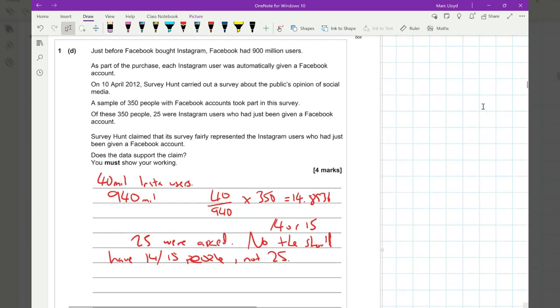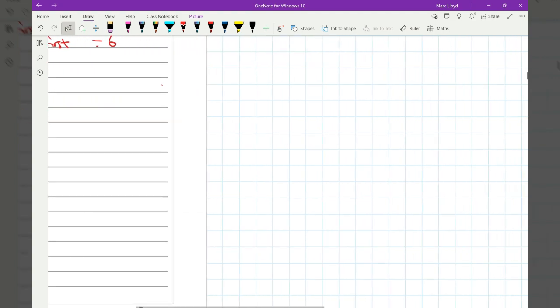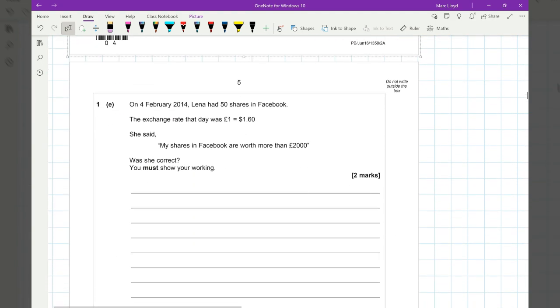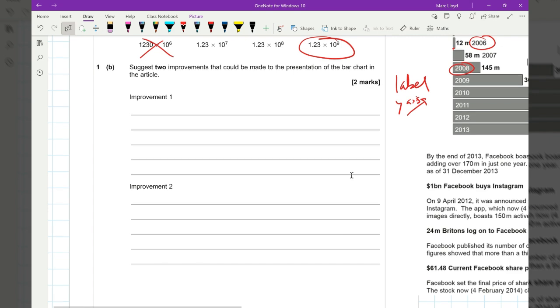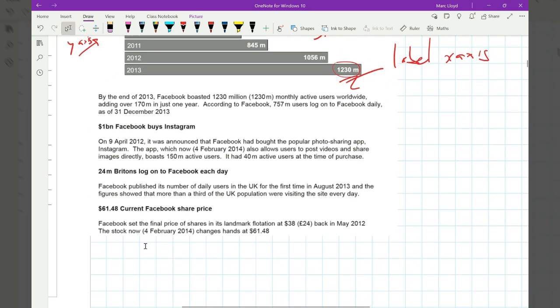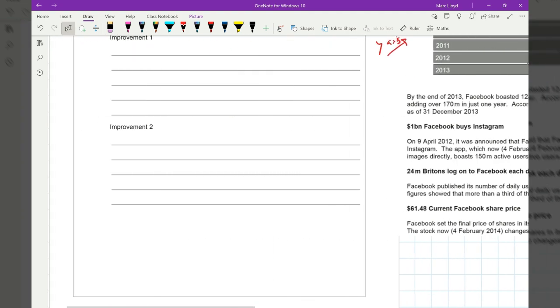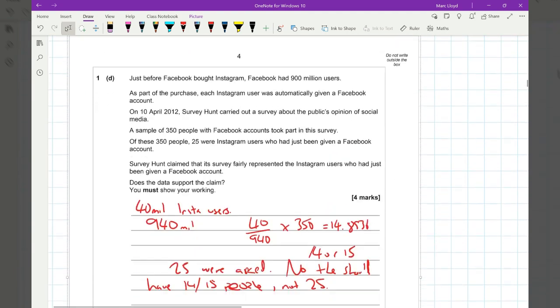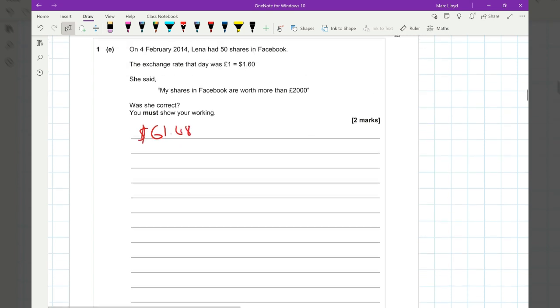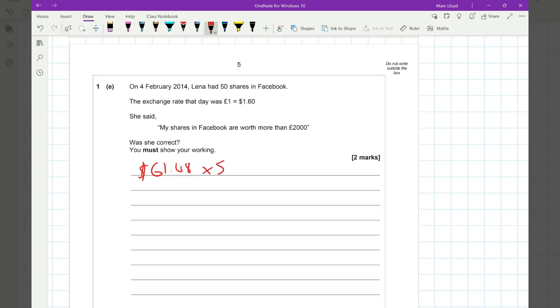Let's scroll up. Oh, hold on. I need to know the date, don't I? 4th of February, 2014. Here we are. Stock now, change hands, 61.48. Right, let's go back down. $61.48 per share. How many did she have? She had 50. So we'll multiply that by 50.